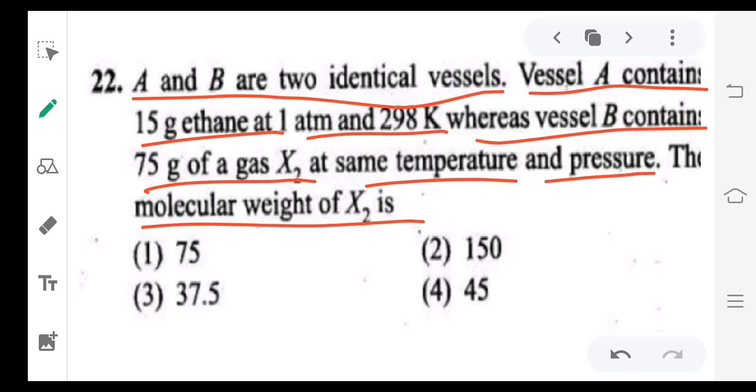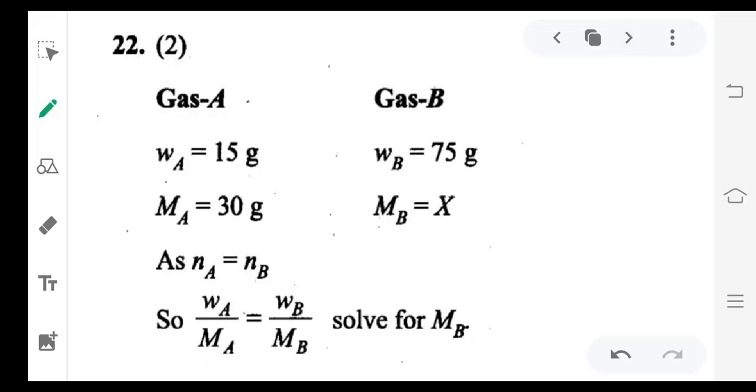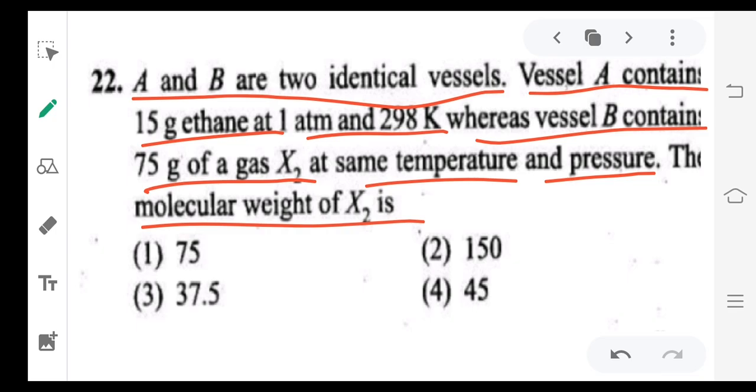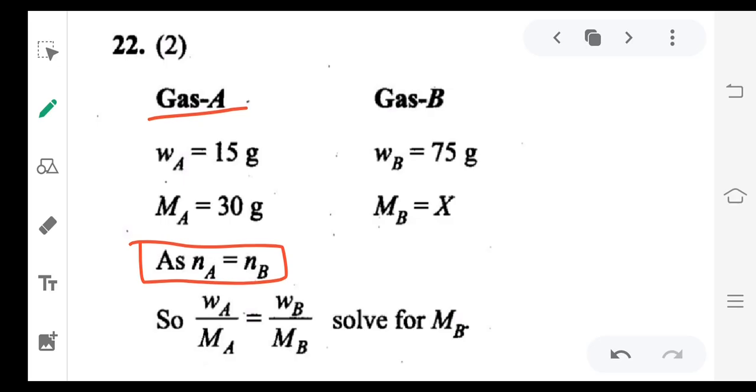So you can apply this formula. When pressure, volume and temperature are the same, moles remain the same. For gas A, they have given weight 15 grams, and the molecular weight of the gas is 30 grams. They only provided the name, ethane, so ethane means C2H6. So 24 plus 6, 30.